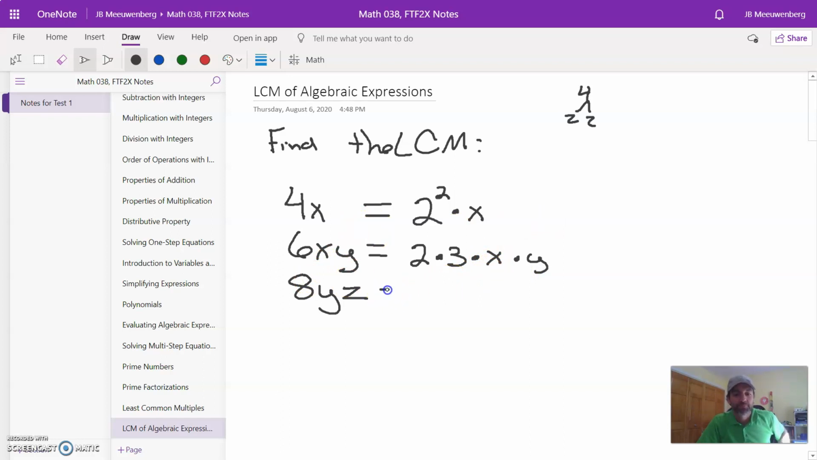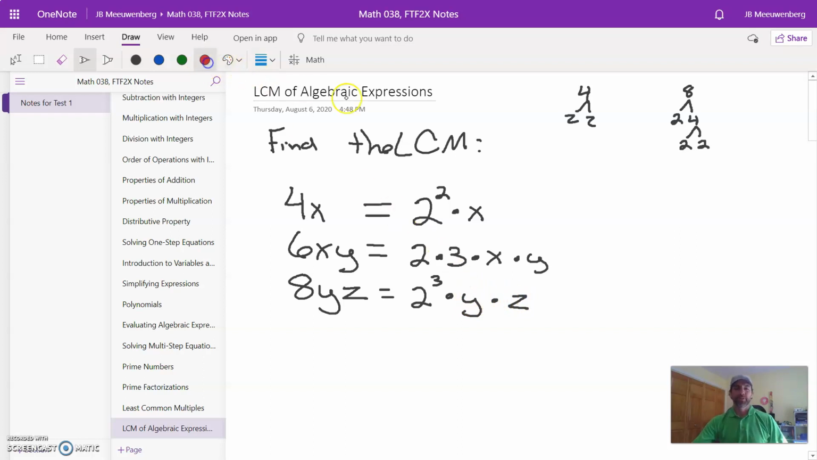And then we have 8. If I do a factor tree, this one I want you to get familiar with, it turns out to be 2 times 2 times 2, 2 to the third power. And then we have times y, right? Whatever number this is, the same number. And then times z.